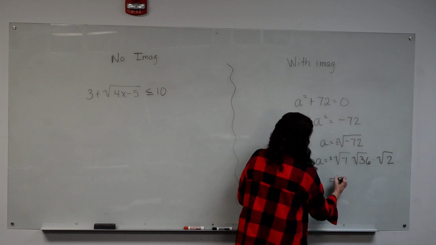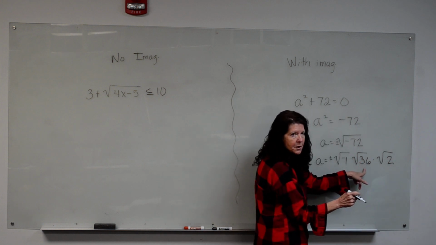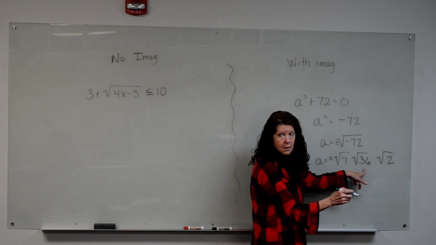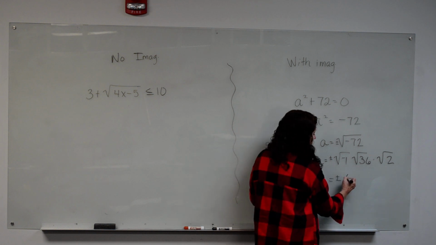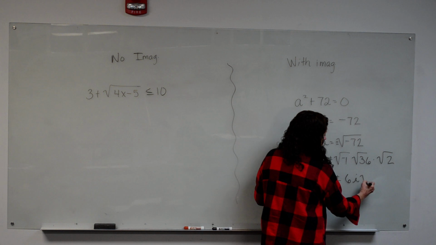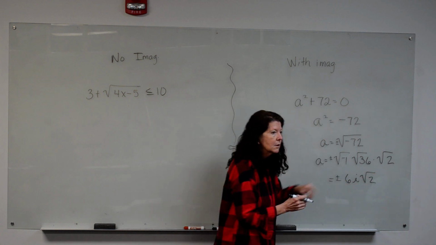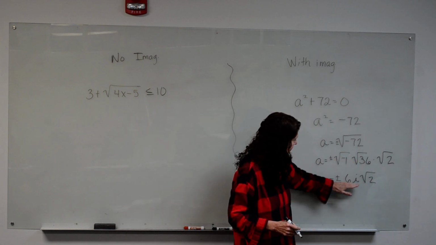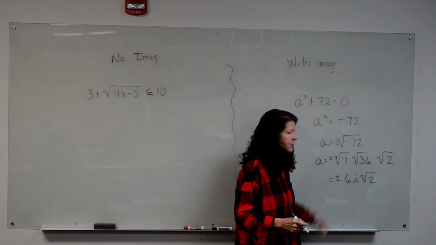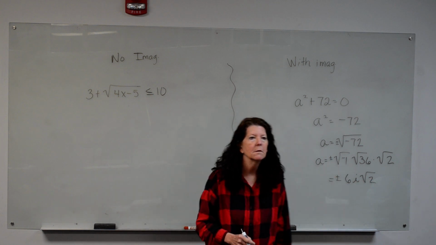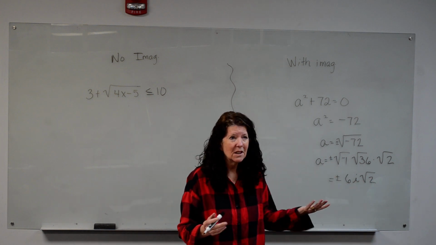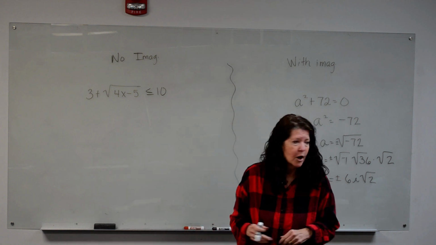So when I write this, it's plus or minus, what's the square root of 36? 6. So it's plus or minus 6i times the square root of 2. This is i, this is 6. So it's 6i square root of 2. And it's always plus or minus. Okay? Does that make sense? Nothing real hard about that.